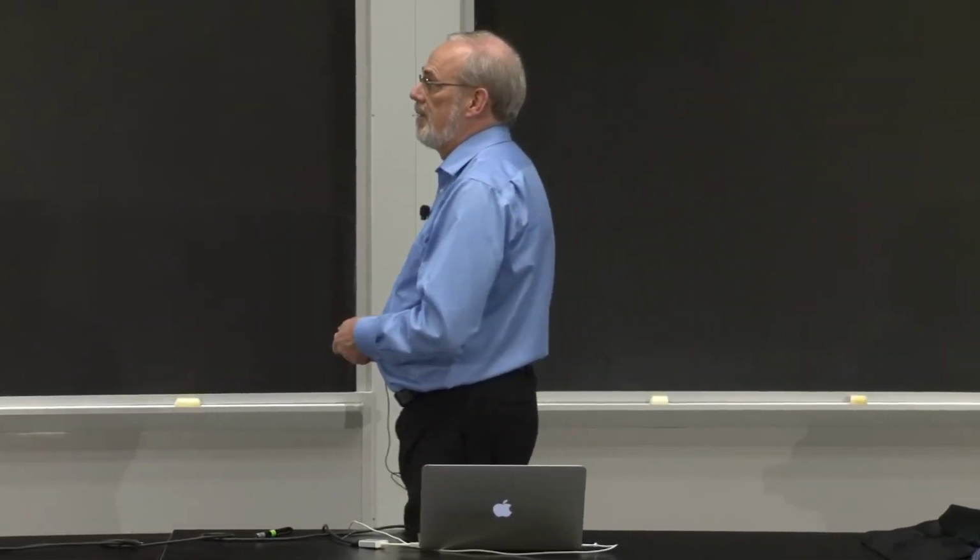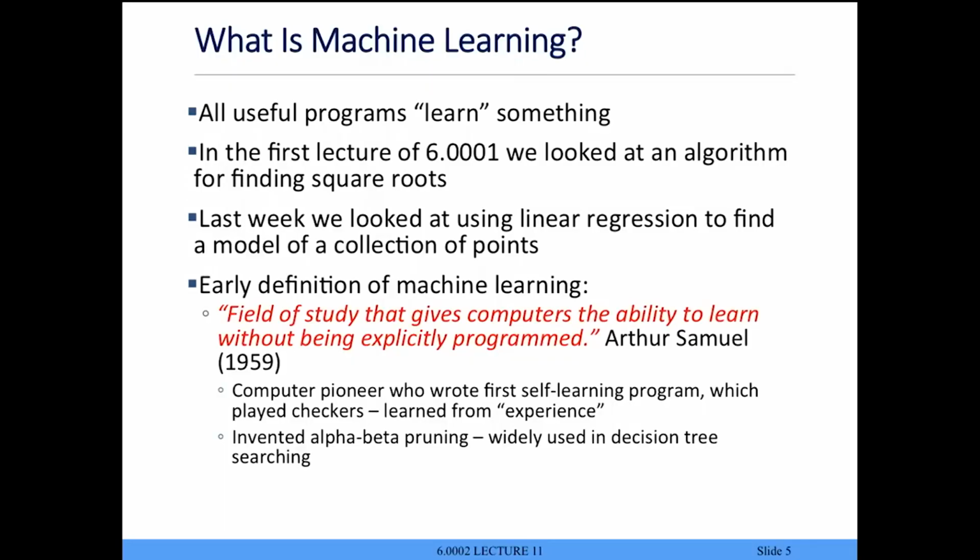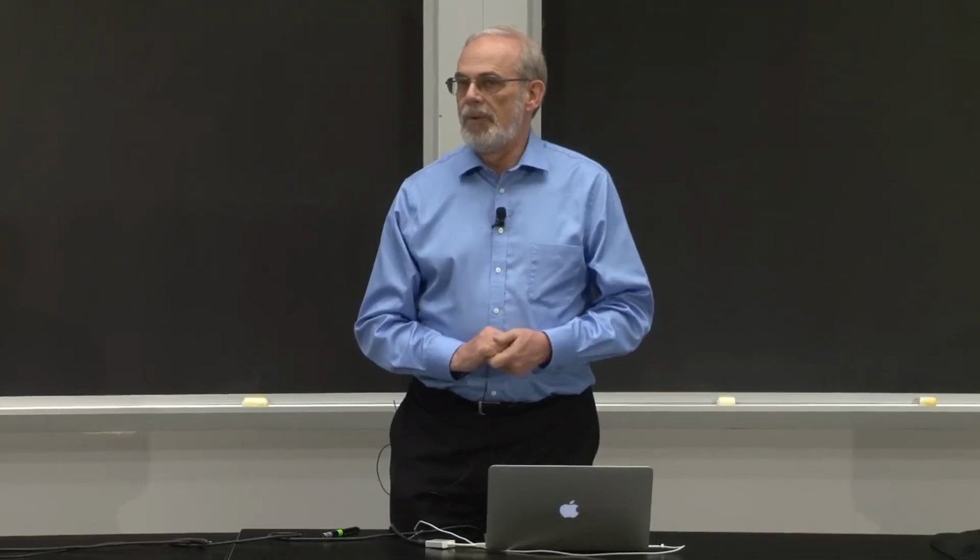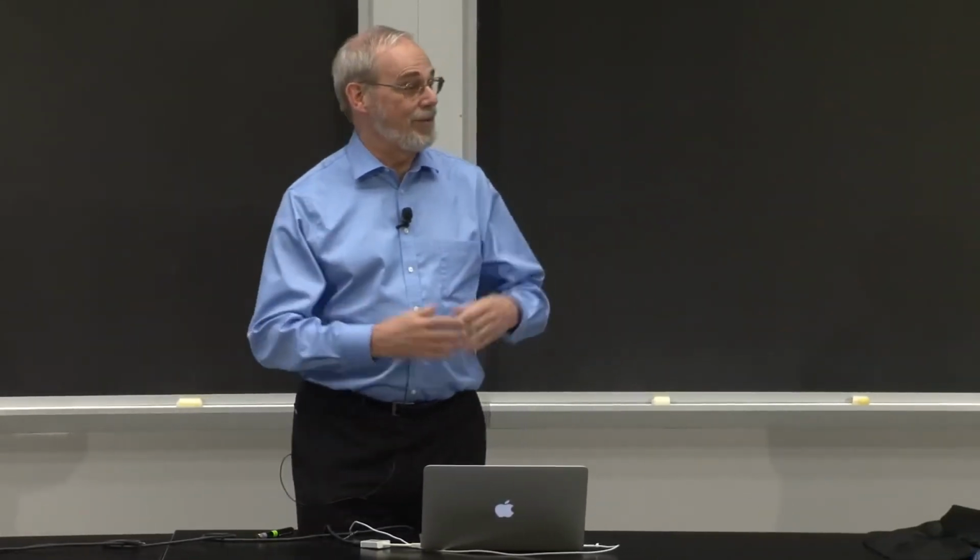Now, it's been a problem in AI for a very long time, and I love this quote. It's from a gentleman named Art Samuel. 1959 is the quote, in which he says, his definition of machine learning is the field of study that gives computers the ability to learn without being explicitly programmed. And I think many people would argue he wrote the first such program. It learned from experience. In his case, it played checkers.